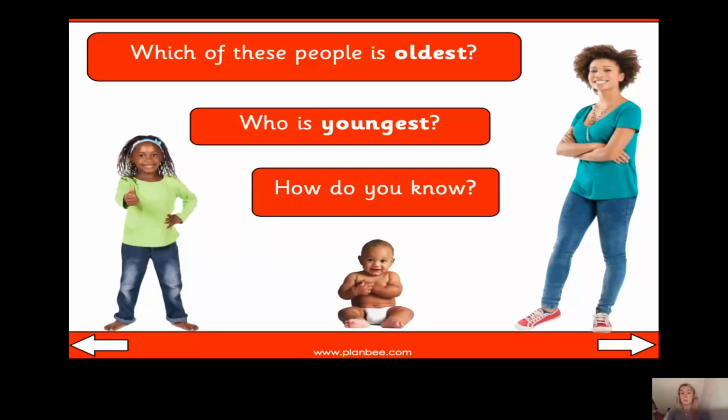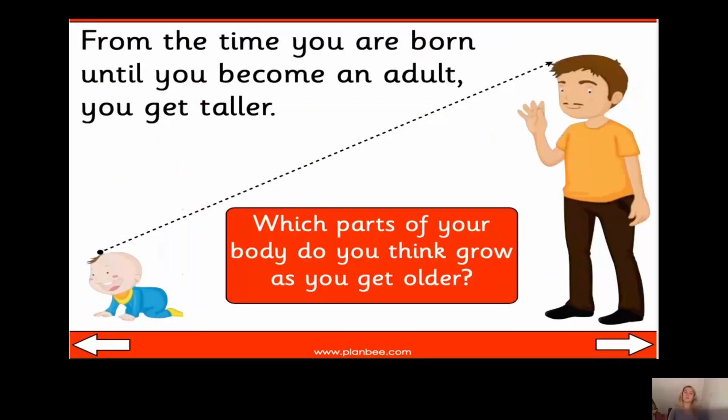Now we know this, don't we? But how else could we tell that the baby is the youngest and the adult is the oldest? Pause the video now and have a think. Okay, so we could also tell that the adult is the oldest and the baby is the youngest by looking at their height. Because from the time you were born, when you're a baby, until the time you become an adult, you get taller, okay?